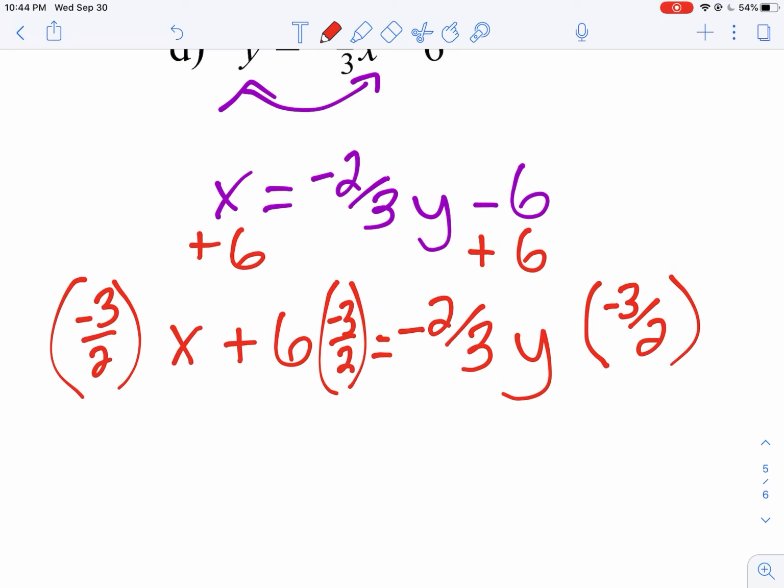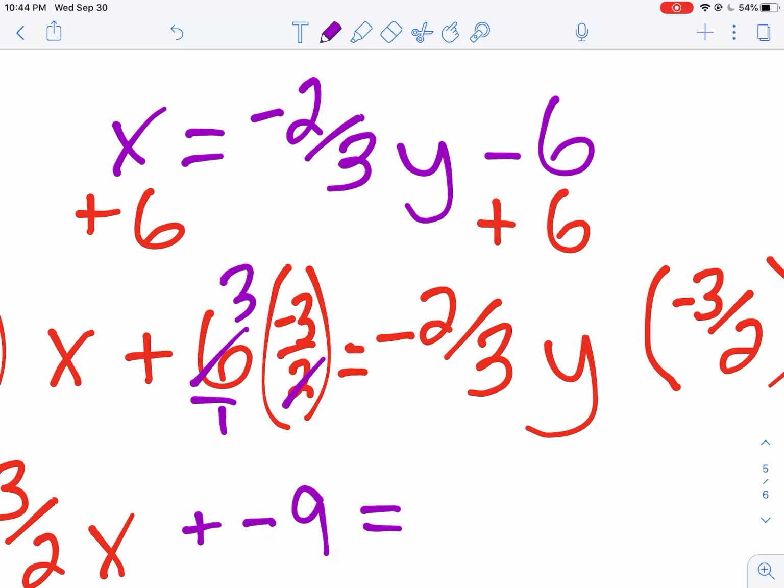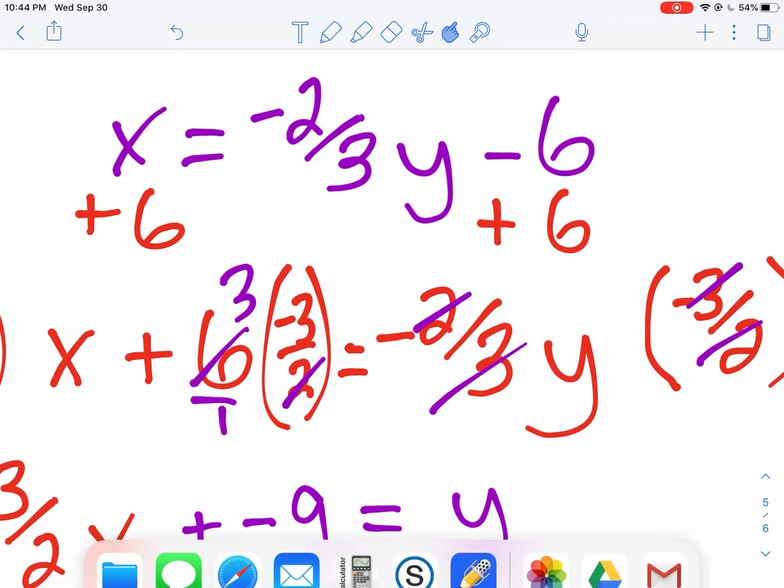I like cross simplifying myself. So I get negative 3/2 x. Now over here, a lot of people ask, why are you cross simplifying? Because I can put a 1 here. I can cross simplify. 6 and 2 is 3. So I get negative 9 equals, cross simplify here, and with y.